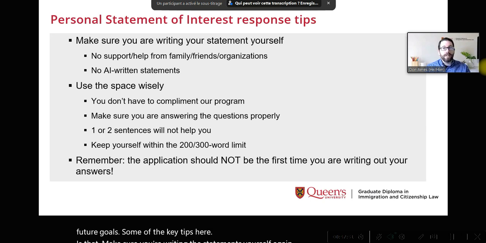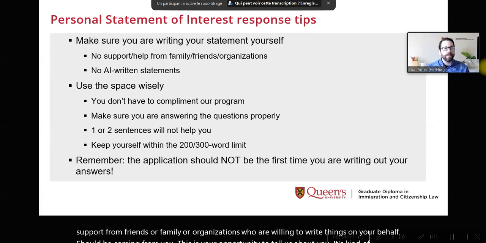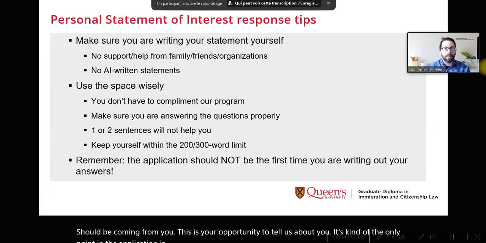Some of the key tips here: make sure you're writing the statements yourself. Again, we don't want you to have any support from friends or family or organizations who are willing to write things on your behalf. It should be coming from you. This is your opportunity to tell us about you. It's kind of the only point in the application in which you get to talk about yourself.